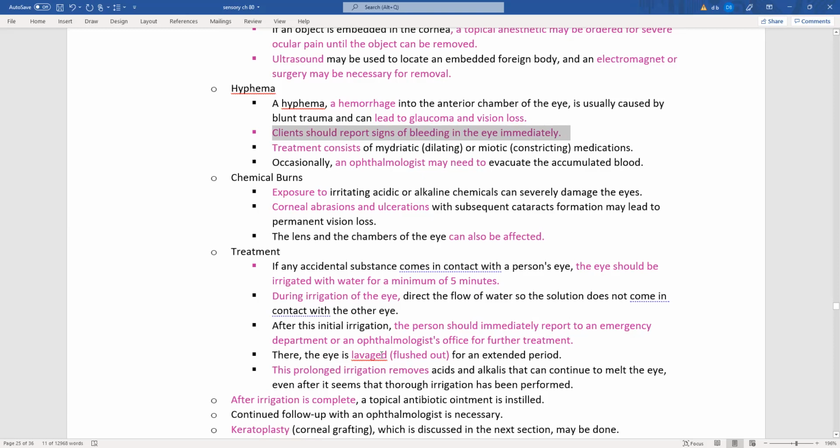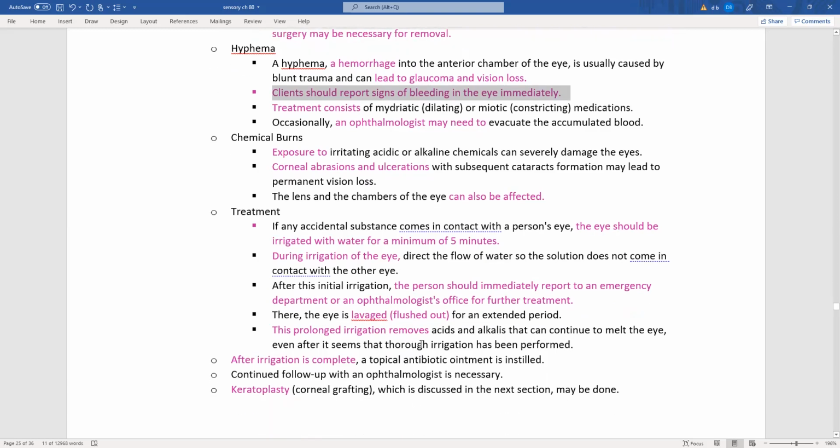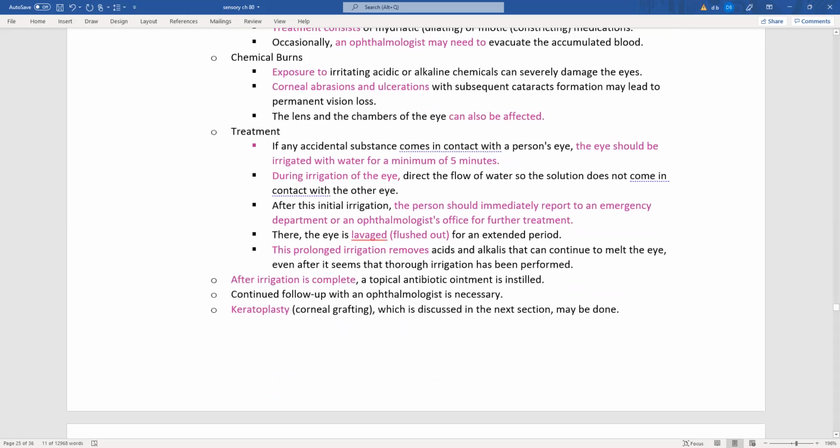There, the eye is lavaged, flushed out for an extended period. That's what lavage means, flushed out. This prolonged irrigation removes acids and alkalis that can continue to burn the eye, even after it seems that thorough irrigation has been performed. So you just got to keep flushing and flushing until all of it comes out. After irrigation is complete, a topical antibiotic ointment is instilled, and then continue follow up with the eye doctor. Keratoplasty, corneal grafting, is discussed in the next section.